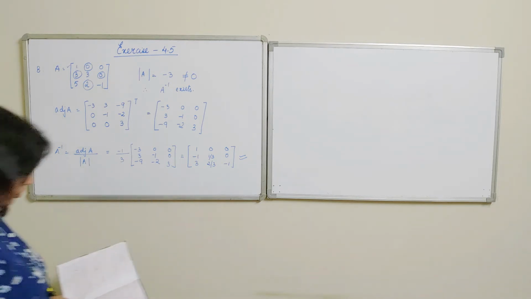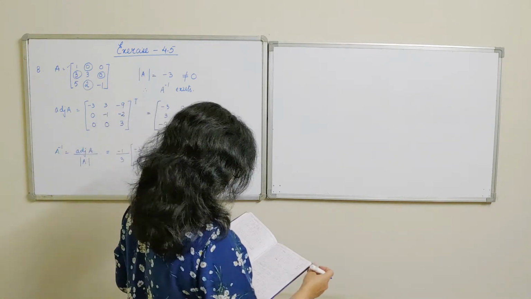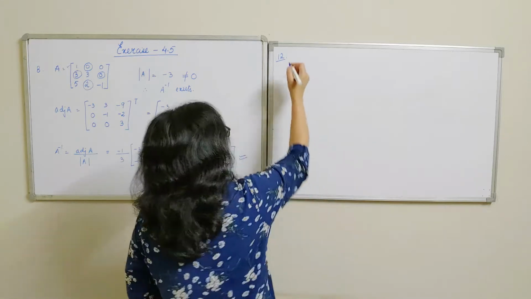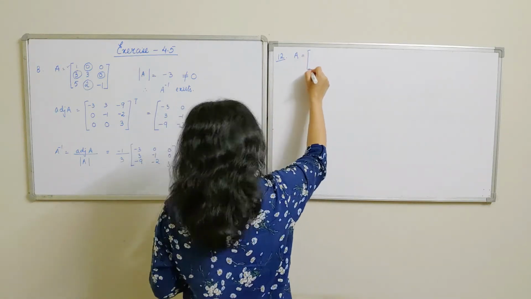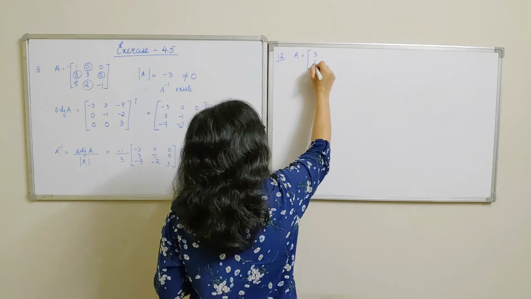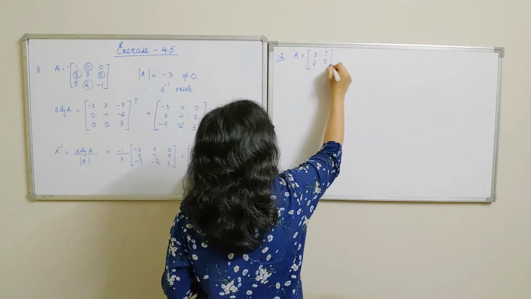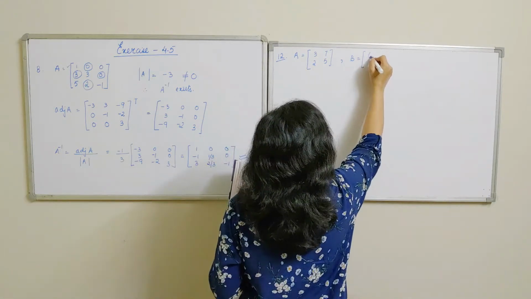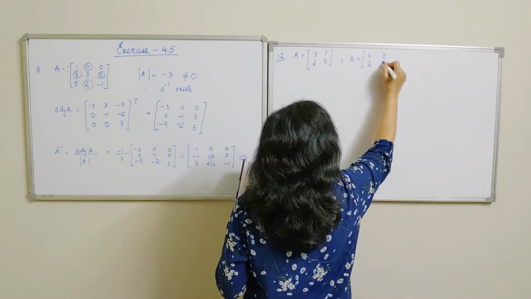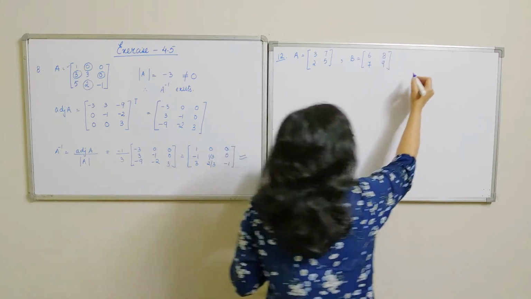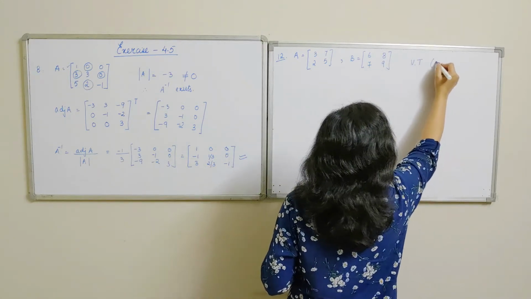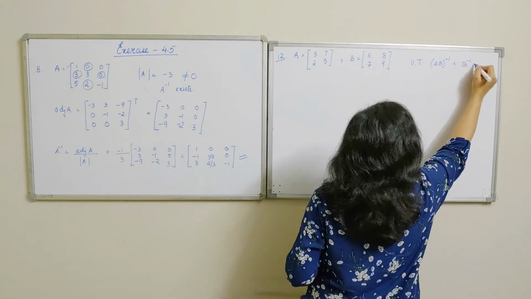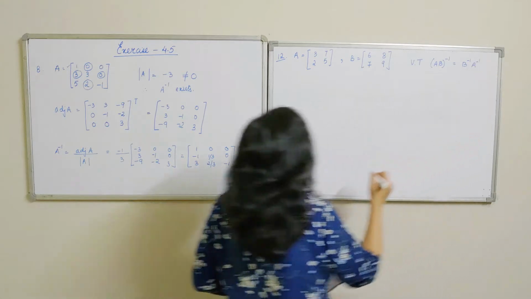So next question we are taking up is question number 12. So in the 12th question, a square matrix A is given with elements 3, 2, 7, 5. Another square matrix of same order with elements 6, 7, 8, 9. And we have to verify that inverse of AB is same as B inverse into A inverse.